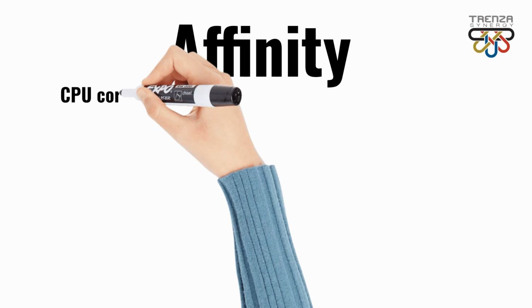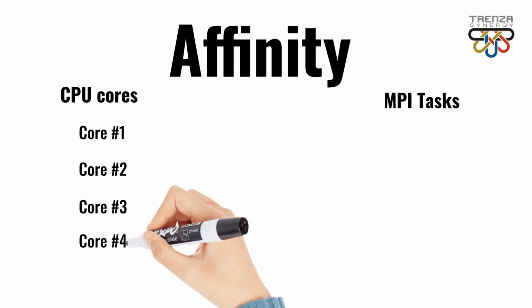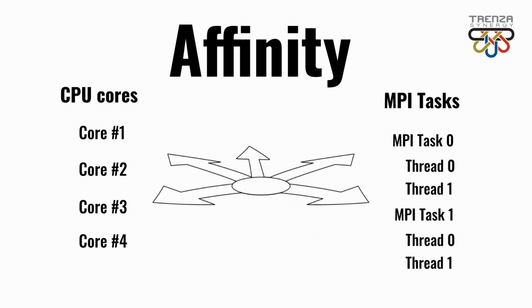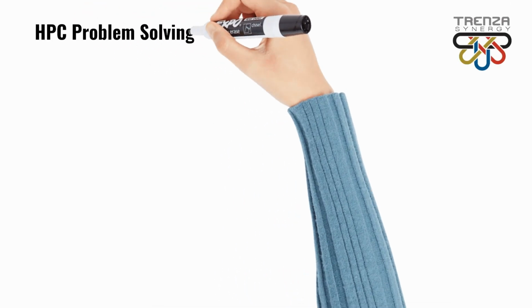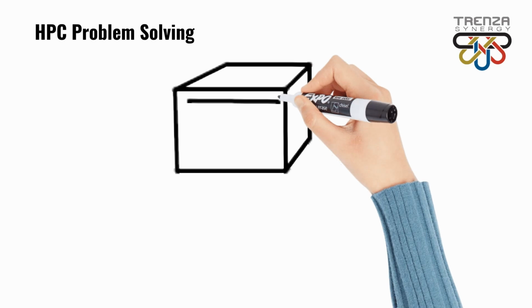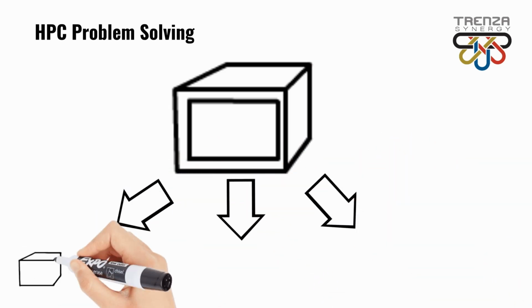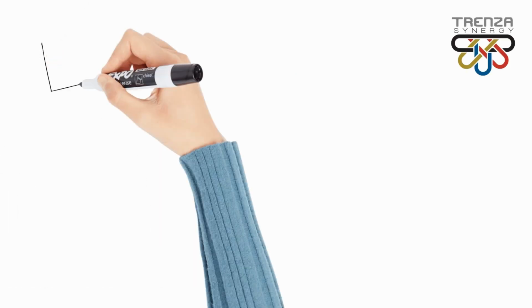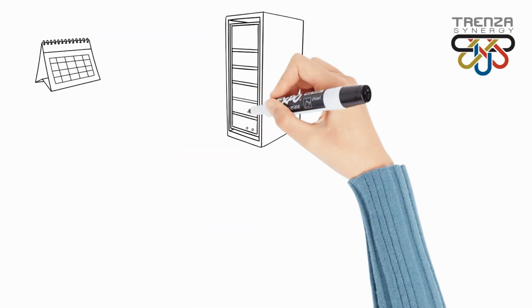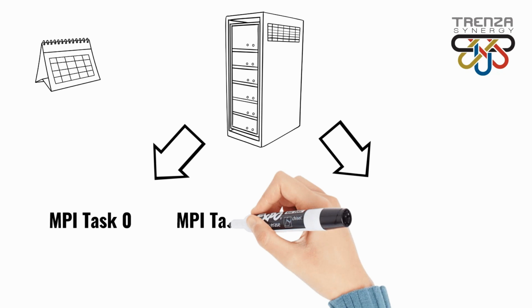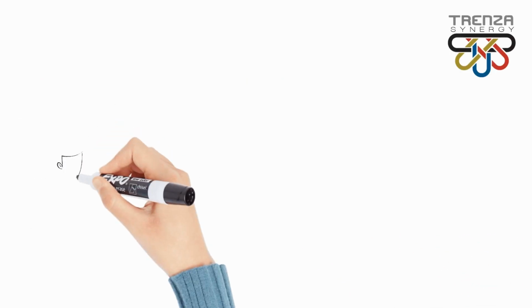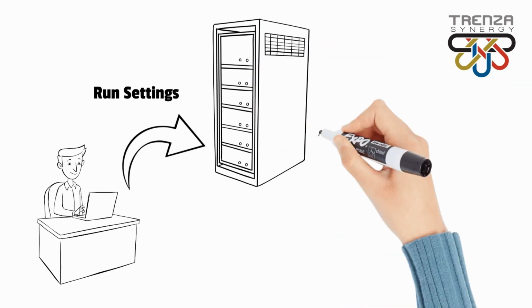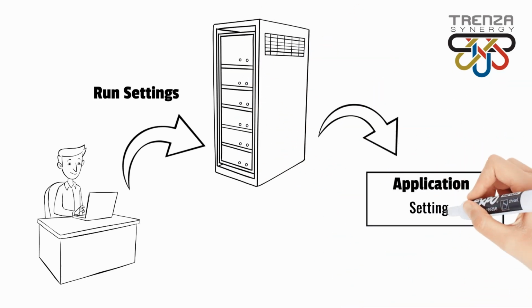Affinity is the map of how CPU cores are assigned to MPI tasks and OpenMP threads in HPC applications. HPC applications usually have a large problem to solve that is divided up into smaller problems and assigned to individual MPI tasks and/or OpenMP threads. The HPC job scheduler, such as Slurm, assigns the cores to the job's MPI tasks. This can be affected by the run settings when starting the job. Sometimes the application itself will make further changes while the job is running.